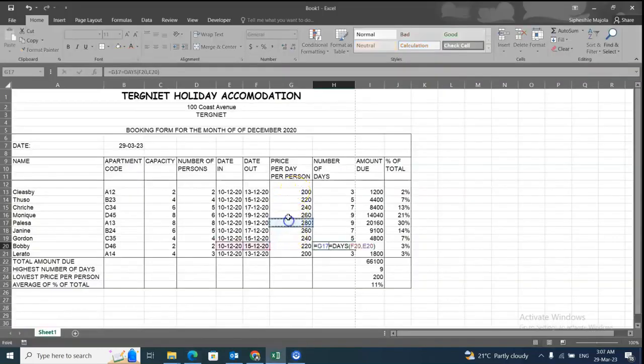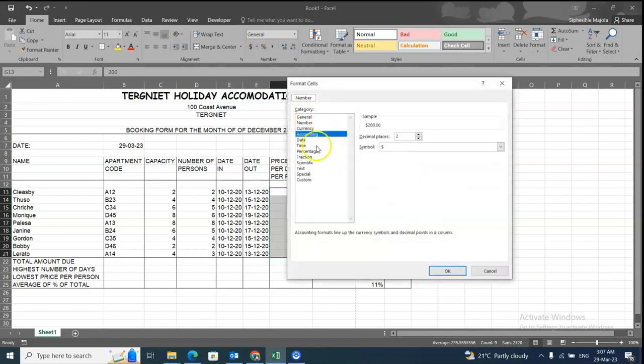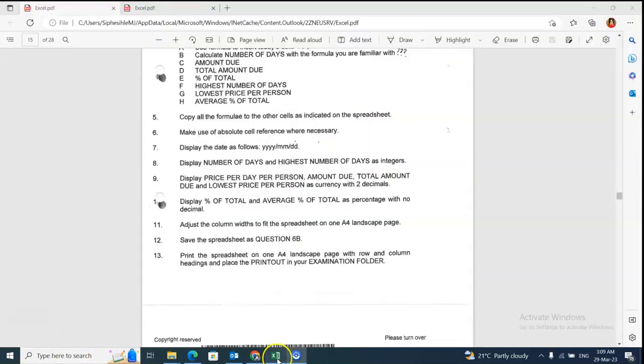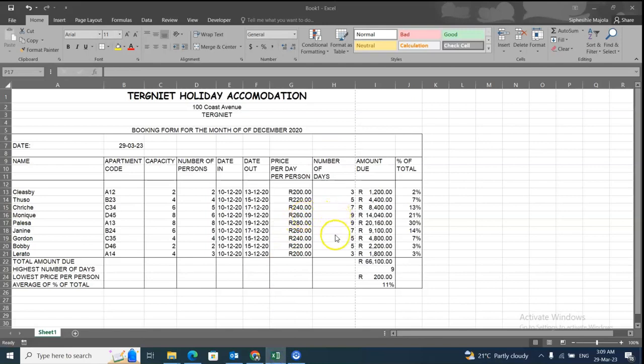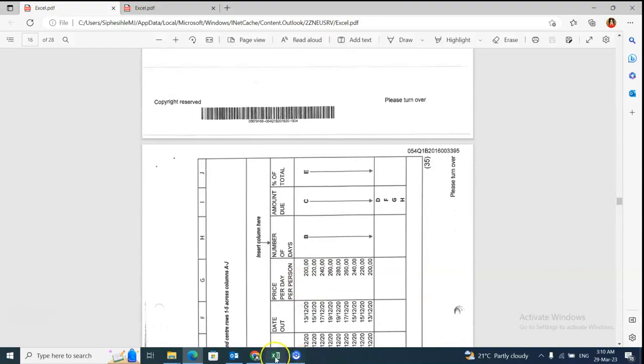So I would highlight what's going on now. I'm going to highlight this, and then I'm going to change this to a currency. So more accounting formats, currency, and then I'm going to look for a rand. I've done that, and it's now in currency. Remember to never insert the R's yourself. You need to select your currency there, and that's that. For how many marks? 35 marks. Easy, easy things to do.